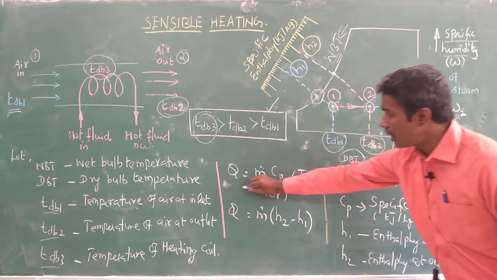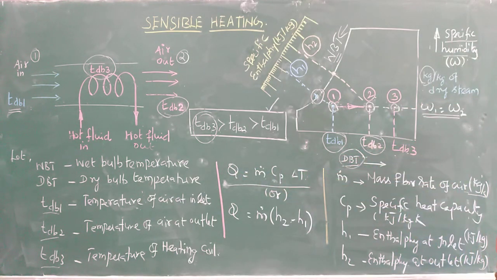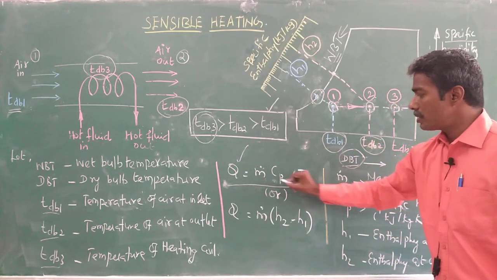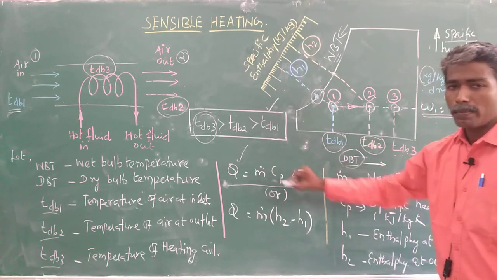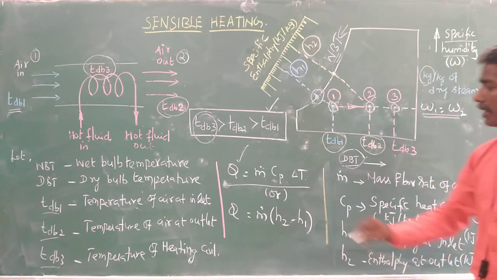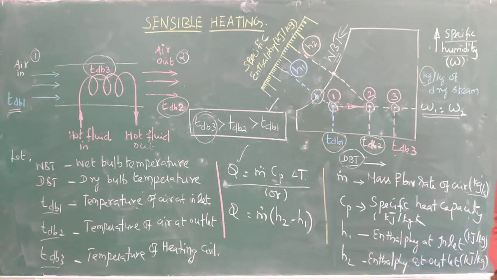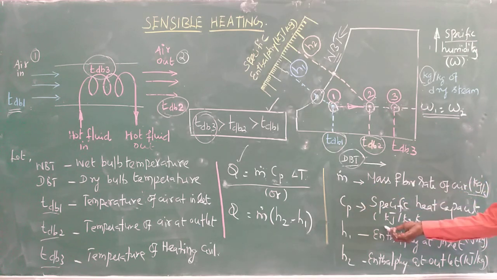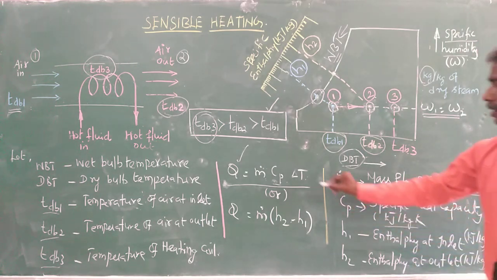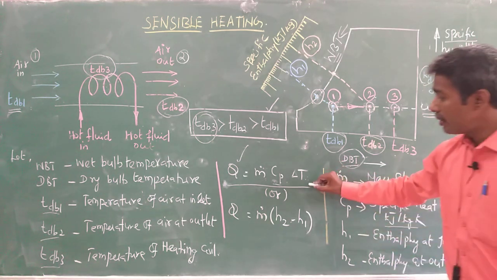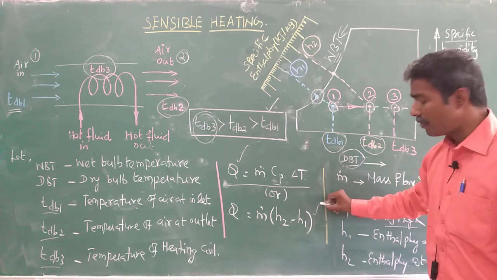With the help of the standard equation, Q is equal to m dot into Cp into delta T. Q means heat added or heat content. m dot is the mass flow rate, with unit kg per second. Cp is the specific heat capacity at constant pressure, with unit kilojoule per kg Kelvin. Delta T is the temperature difference. This can also be calculated with the help of enthalpy values.